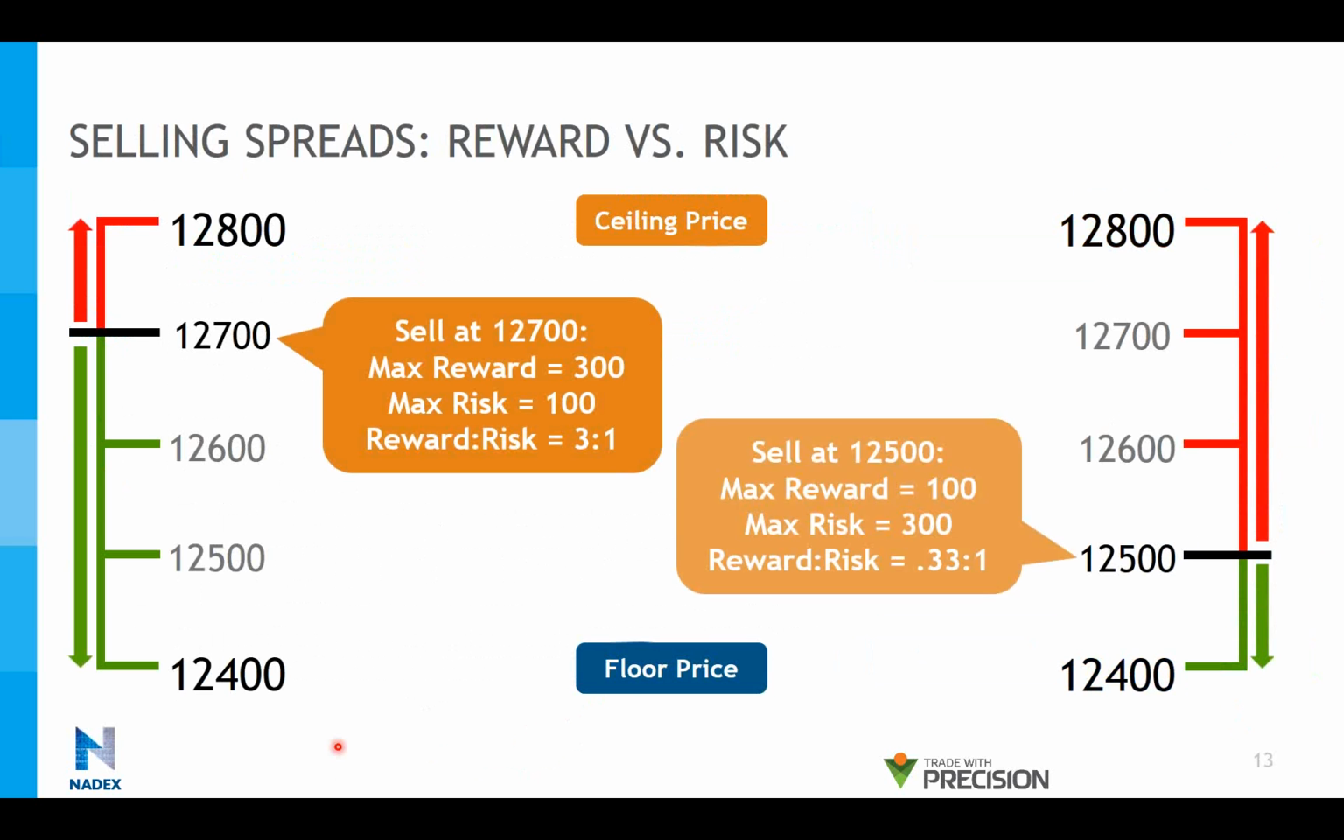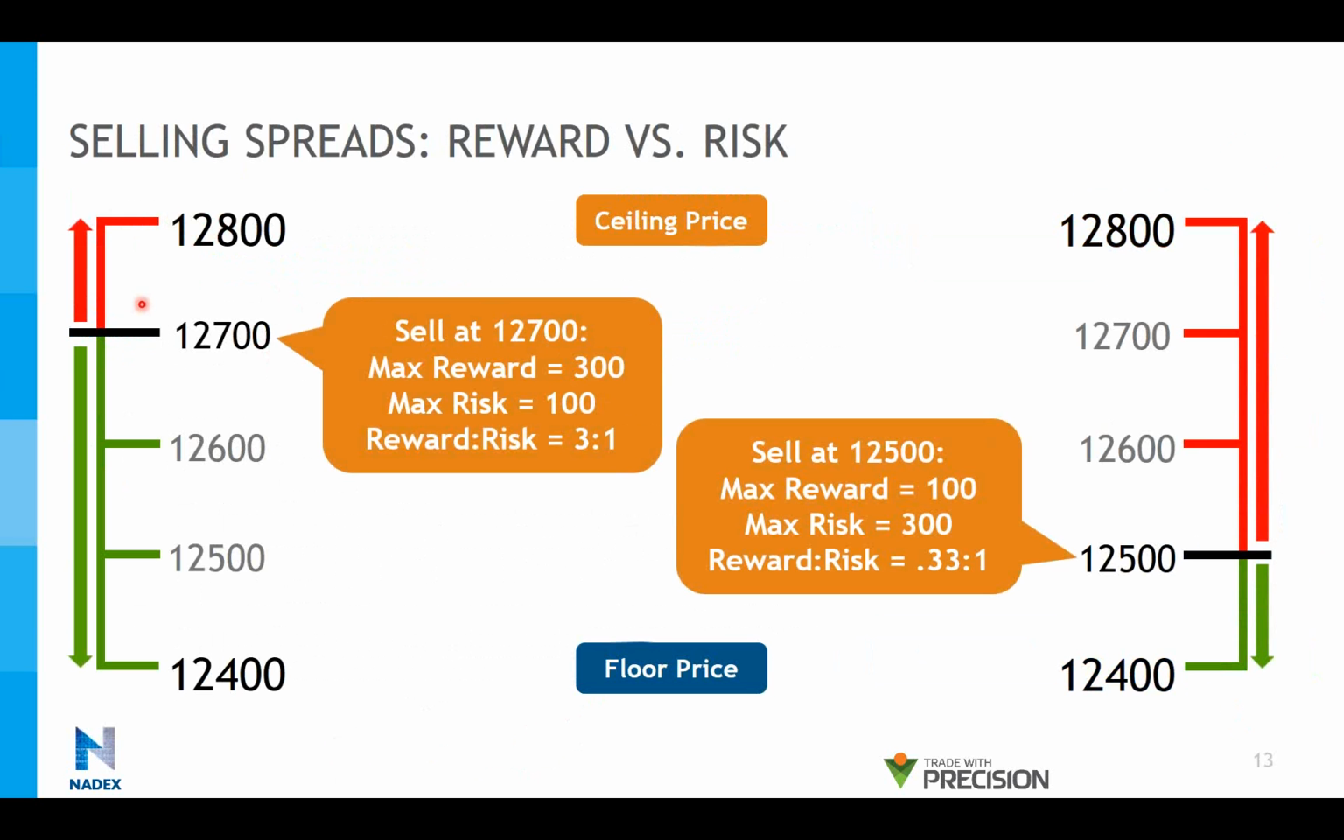Selling spreads, reward versus risk. Let's have a look at what's going on here. We want to sell a contract at 12,700. Well, what's my maximum risk? If I think that market might be going lower, what's my risk? If it doesn't do what I think, the market will go higher. If it starts to go higher, it can go to 12,800. There's the ceiling, and anything beyond that, I don't care, because this is my cap. I'm taking my maximum pain at this price level, and that's it. So my maximum risk is 100 points.